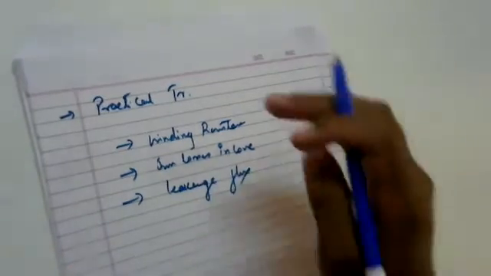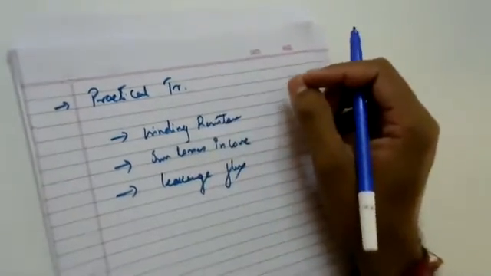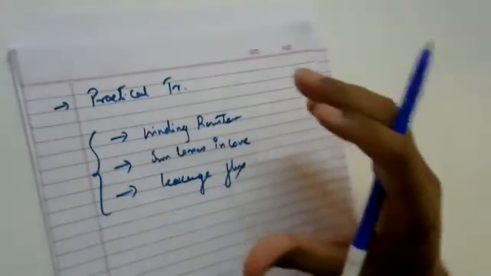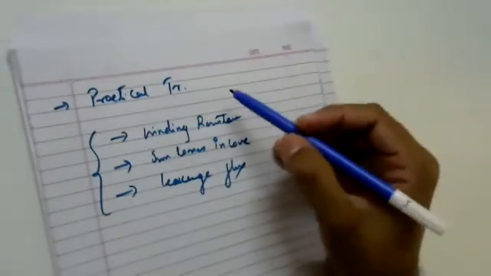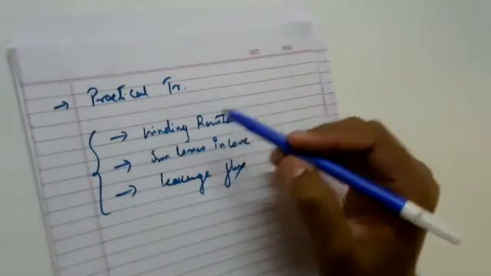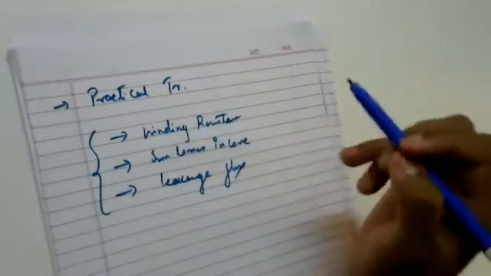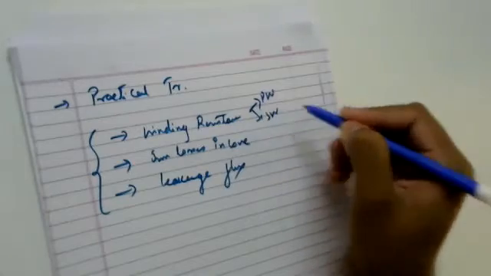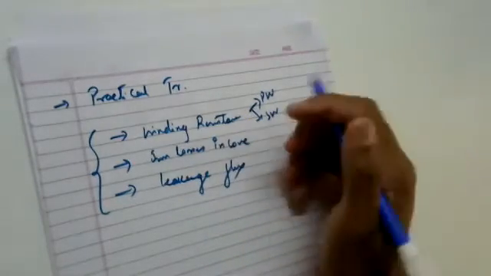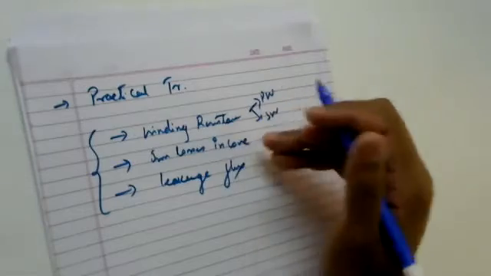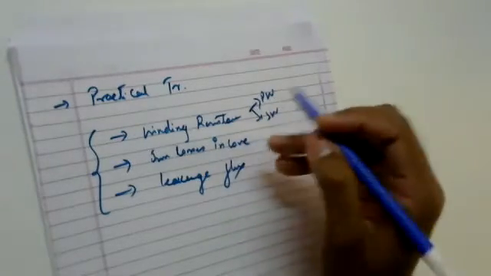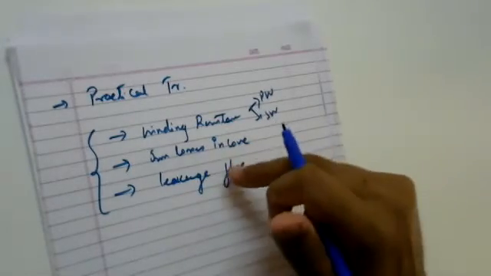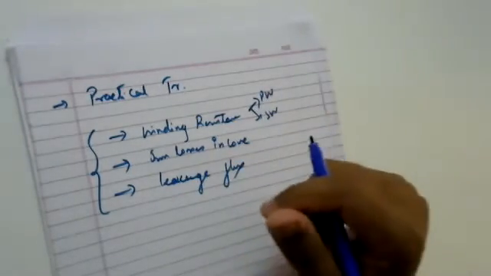Whenever I am calling a transformer a practical transformer, at that time I'll be remembering these three particular conditions. The windings are going to offer some amount of resistance, both the primary winding as well as the secondary winding. Then iron losses do exist in the core. Then the third one, there exists some leakage flux in the transformer.